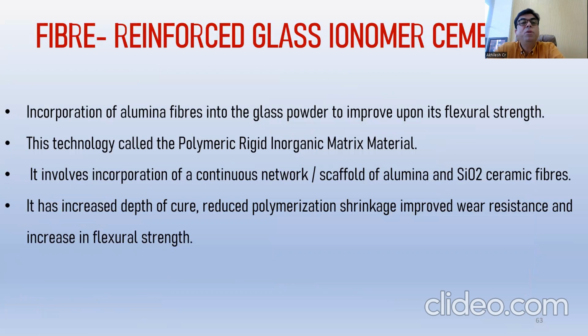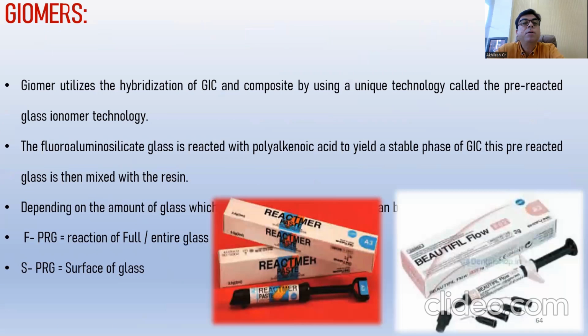Now, we discuss the fiber reinforced glass ionomer cement. That is incorporation of alumina fibers into the glass powder to improve its flexural strength. This technology is called polymeric rigid inorganic matrix material. It involves the incorporation of a continuous network scaffold of alumina and silicon oxide ceramic fibers. It has increased the depth of cure, reduced polymerization shrinkage, improved wear resistance, and increased flexural strength.